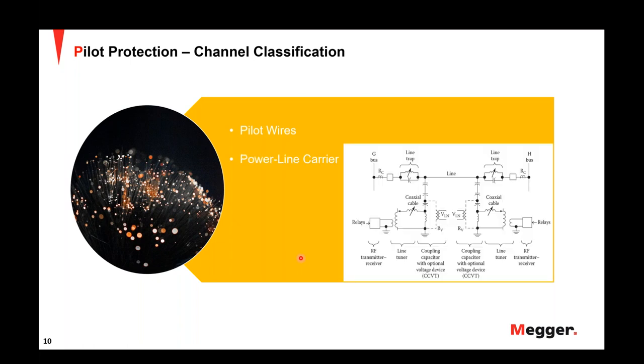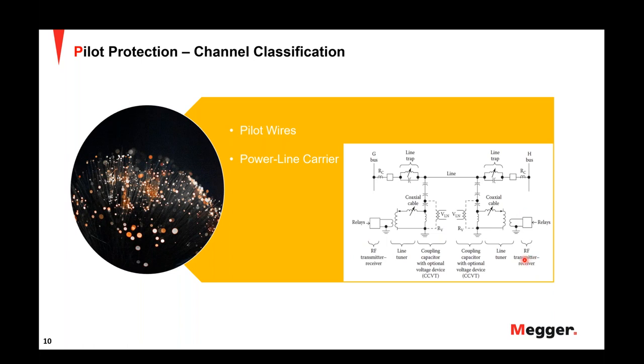Next one is power line carrier. I have an image here, since it's usually easier to explain the slightly complex things like power line carrier with the help of an image. Basically, radio frequencies are exchanged between each end, from the RF transmitter receiver that you see on one end of the line, the relay, transmitted over the high voltage line to the other end of the line, right?